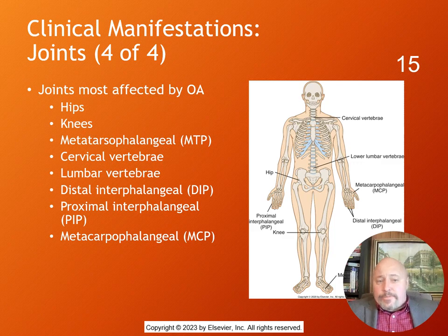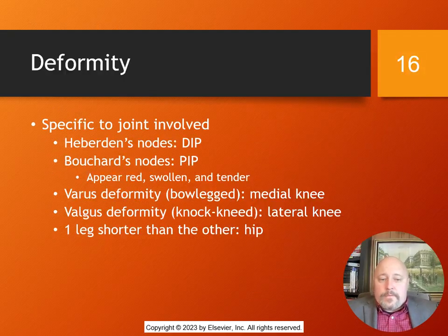Here on diagram 69.2 from your text, we have a chart that's showing the most common areas affected by arthritis. Everything from the hips, knees, the phalanges, and cervical and lumbar vertebrae of the spine. There's going to be many different deformities you'll see with arthritis. Everything from Heberden and Bouchard nodes, and these are the swelling of the joints within the hands.